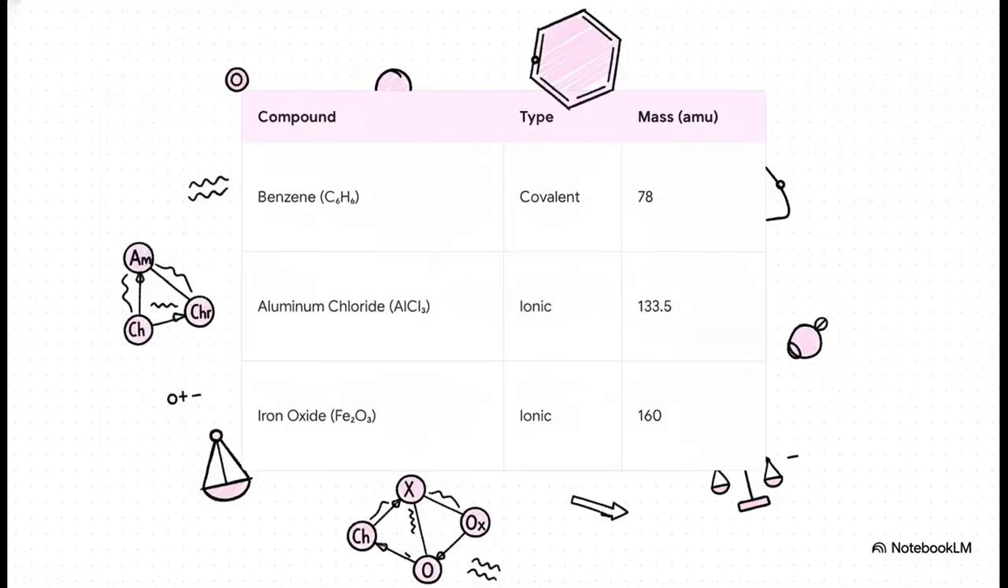Let me show you what I mean. Take a look at these examples. For something like benzene, which is covalent, we'd correctly say its molecular mass is 78. But for ionic compounds like aluminum chloride or iron oxide, we're technically calculating the formula mass. The way you get the number is identical, you're just adding up the parts. But using the right term, that's what shows you really get what's going on under the hood.